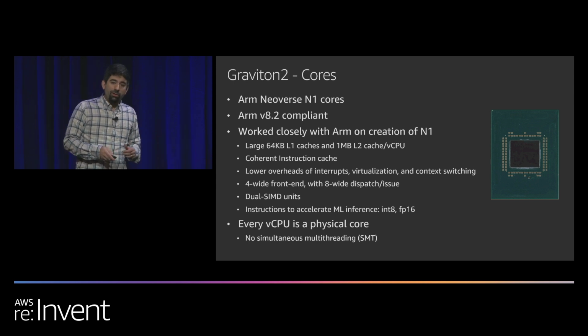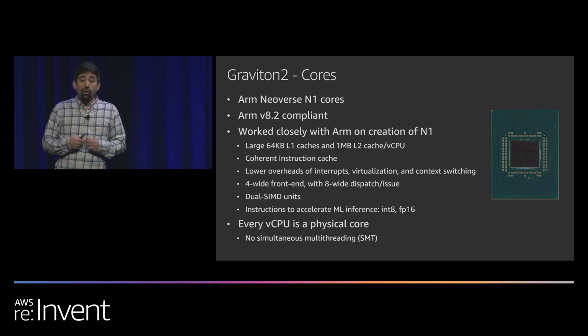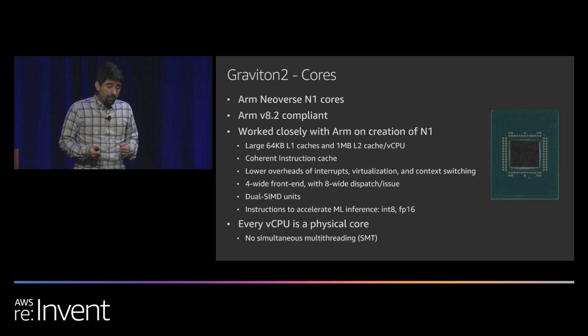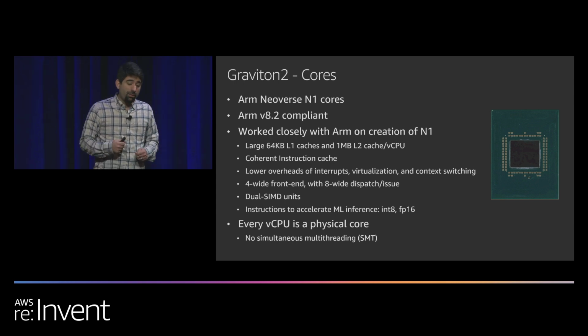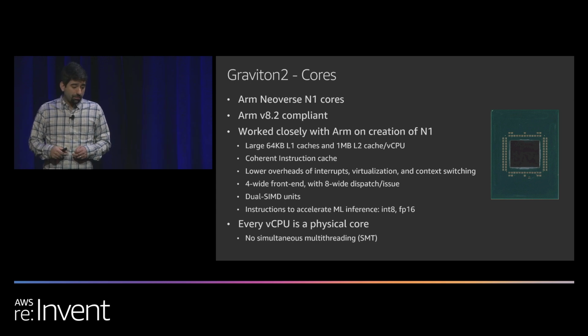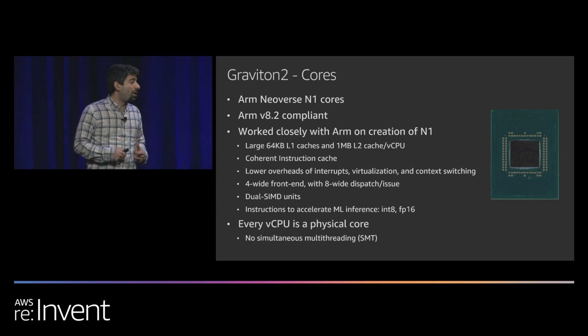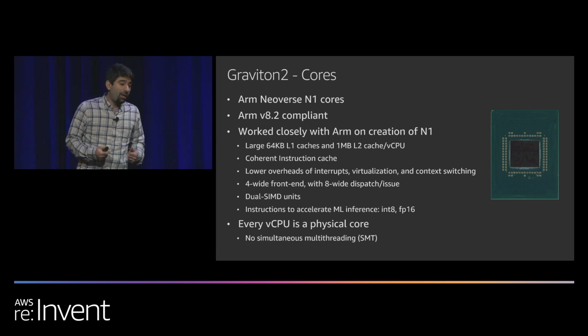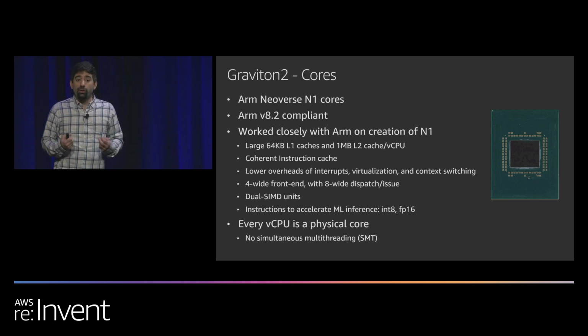And every vCPU here is a physical core. There's no SMT. That means there's more isolation between vCPUs. It means they don't share resources except in the last level cache and the memory system. So every vCPU has similar performance characteristics. And it also lets us offer smaller instance sizes. So with M6G, we're offering a medium instance, which is smaller than any current generation M.